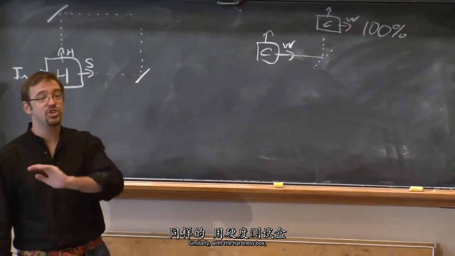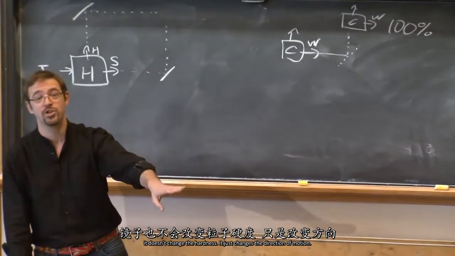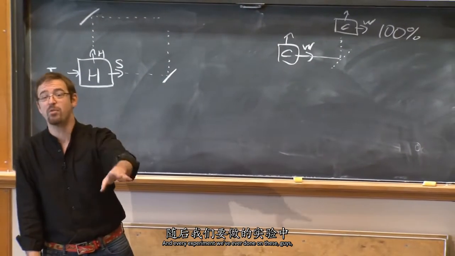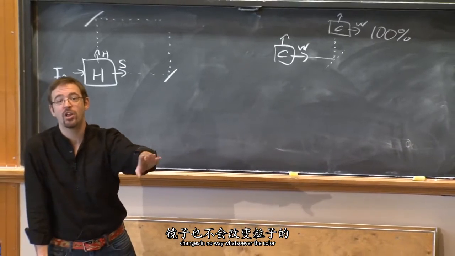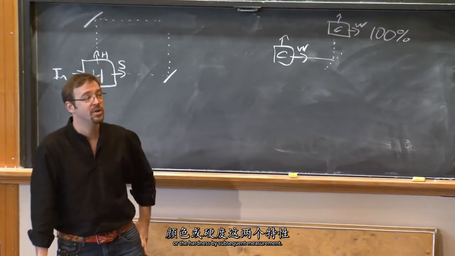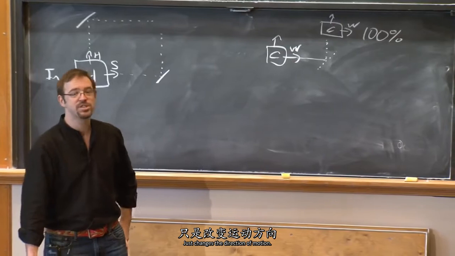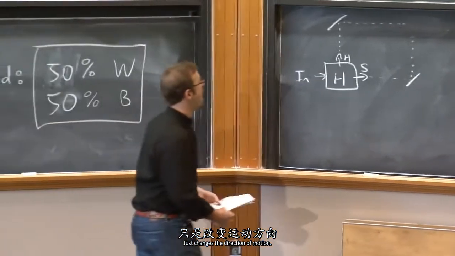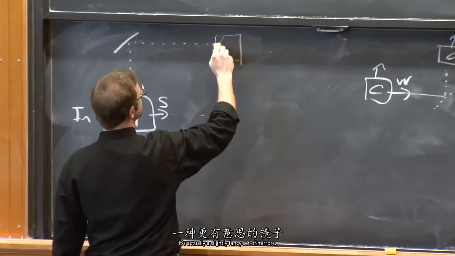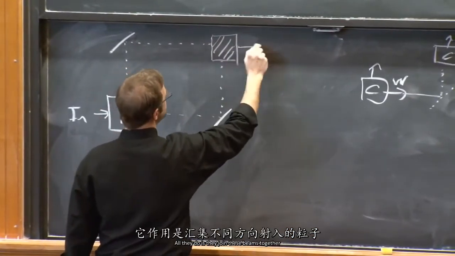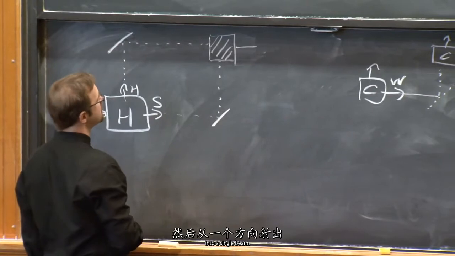Similarly with the hardness box. It doesn't change the hardness, it just changes the direction of motion. Okay? And every experiment we've ever done on these guys changes in no way whatsoever the color or the hardness by subsequent measurements. Cool? Just changes the direction of motion. And then I'm going to add another mirror. It's actually a slightly fancy set of mirrors. All they do is they join these beams together into a single beam.